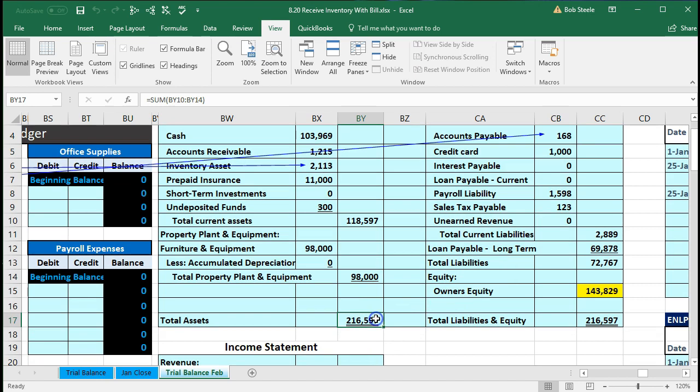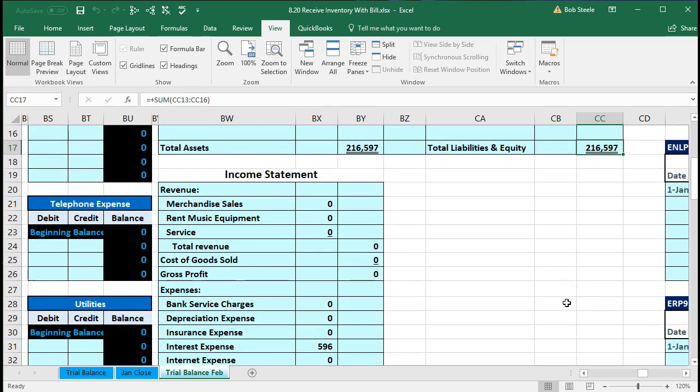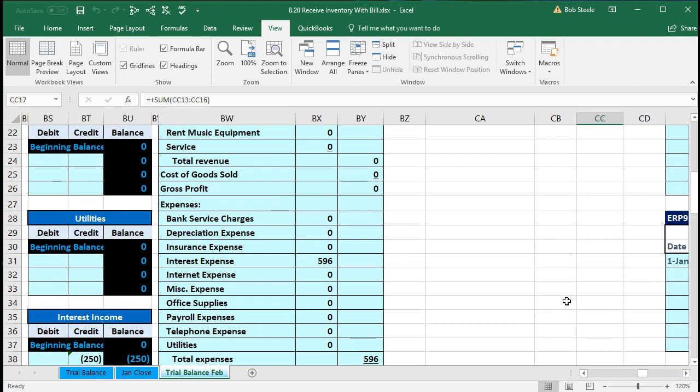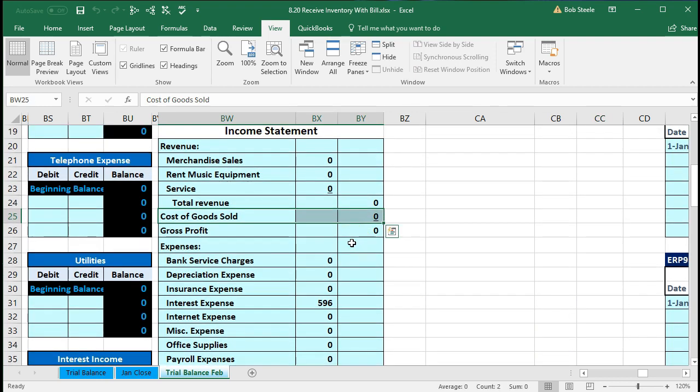We see that total assets still equal total liabilities and equity. Nothing has happened to the income statement because we just purchased inventory. We have not yet sold inventory. When we do, it will be expensed in the form of cost of goods sold, and we will have the related revenue, of course, in the merchandise sales.